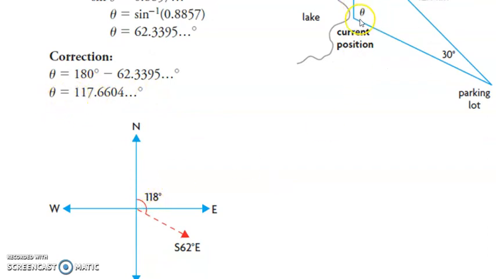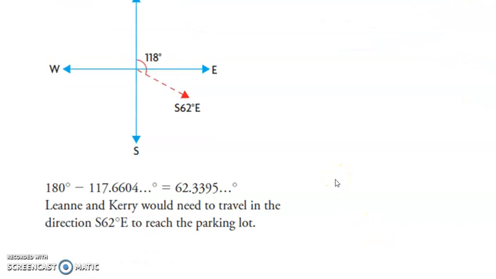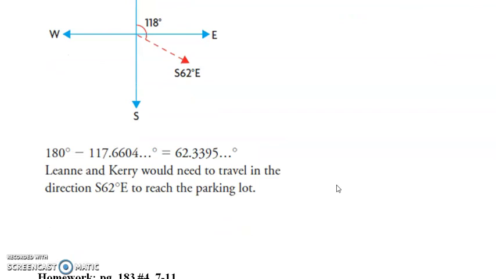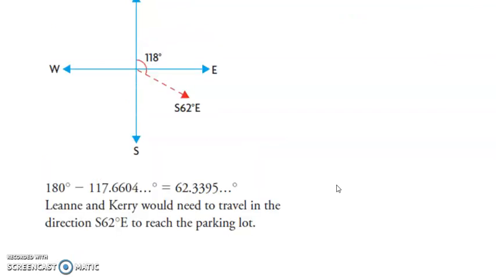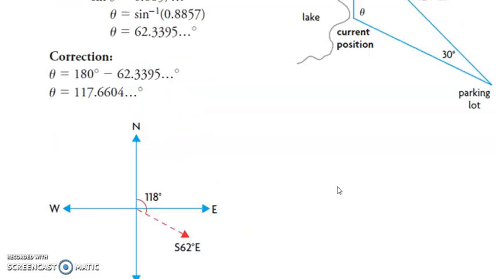So that's from this here. We're plotting this as our origin. So that would give us 118. To get 62 degrees, it's this angle right here, from the vertical to there, like we learned the other day. So 62 degrees east of south. That was just 180 minus 118. And there you are. So Leanne and Carrie would need to travel in the direction of 62 degrees east of south to reach the parking lot.